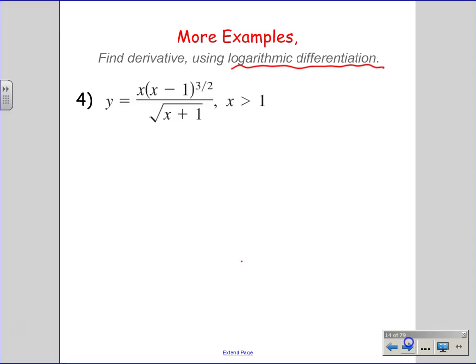Who knew ln was going to be a friend? Well, I did kind of hint at it last year, but ready, set, go.